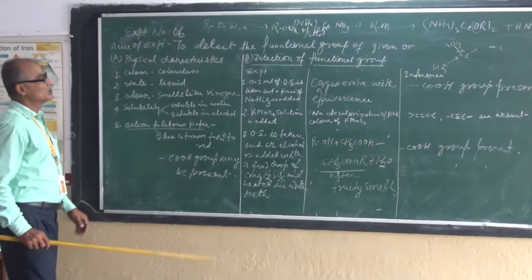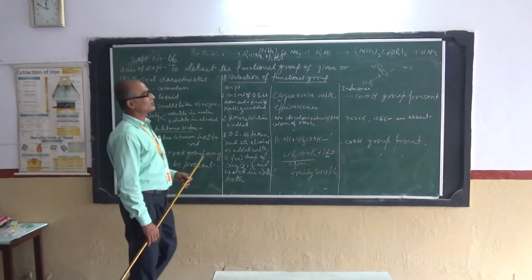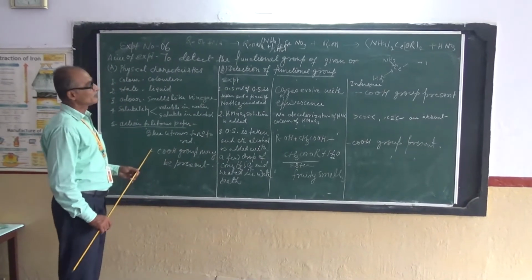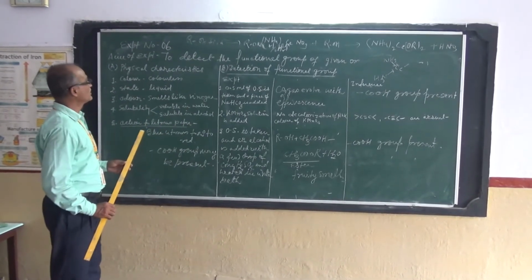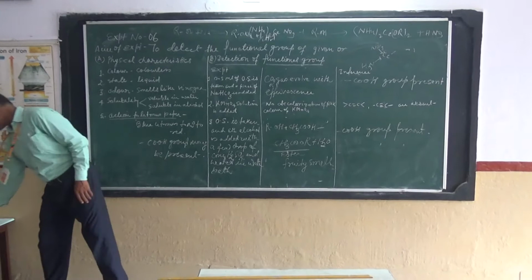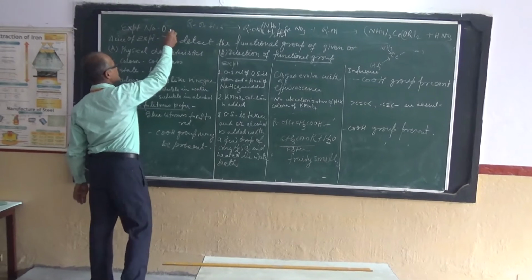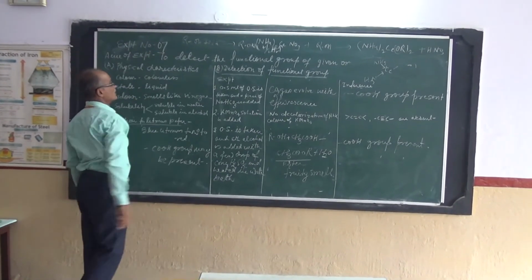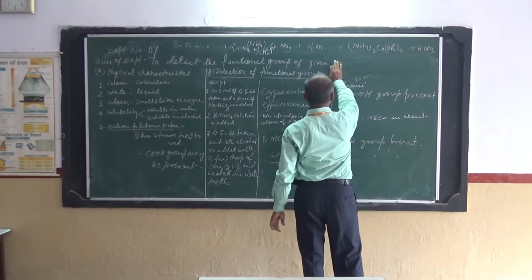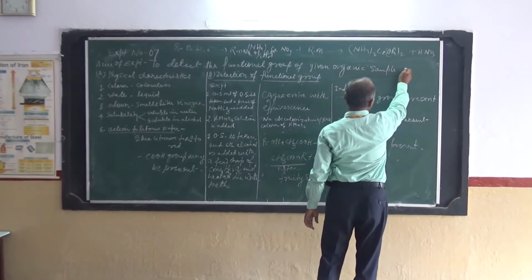Yes, my dear students, today we have to perform another experiment to detect the functional group of another sample. Clear? This is your another sample of organic compound. Now, this is your 7th experiment. Today we are performing our 7th experiment. We have to find the functional group of given organic sample 2.